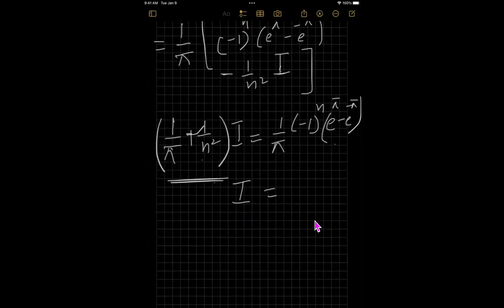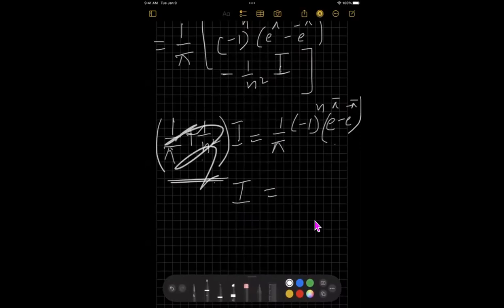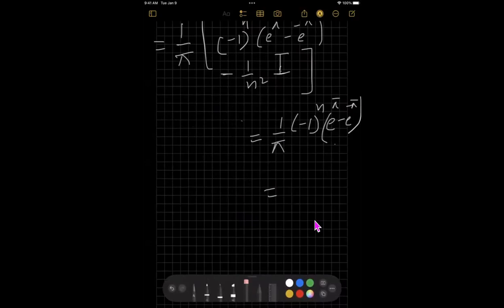So our an is 1 over pi n. So let me erase it. This is the one. Our an was 1 over pi I plus 1 over n square I. So this is our term. So you can solve it from here. Should I solve the other part?